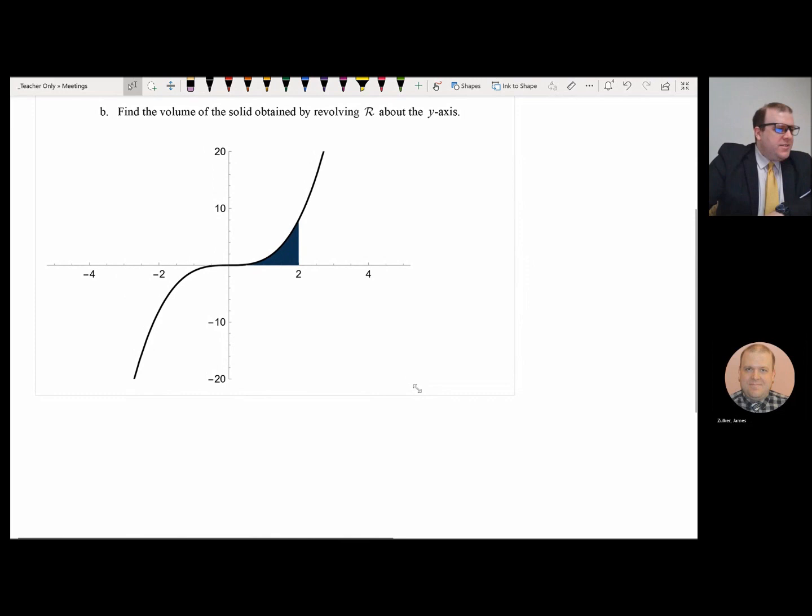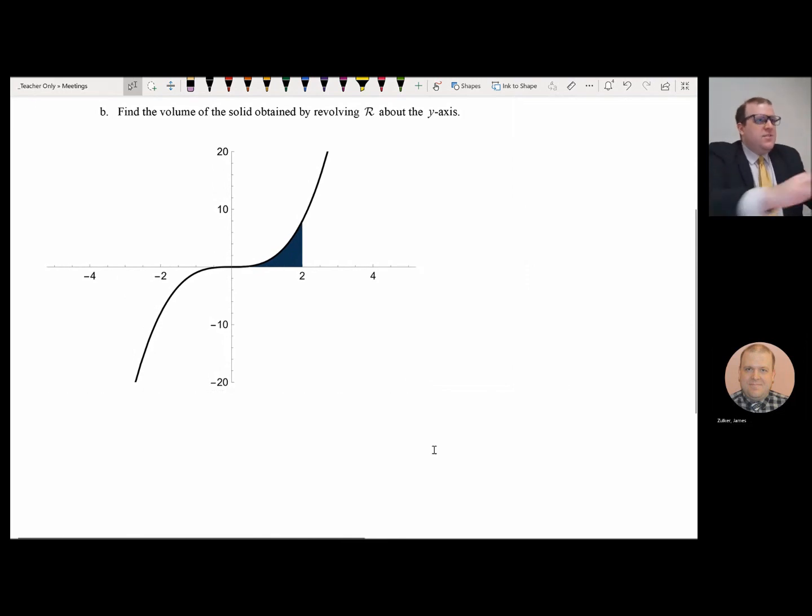Right, so there is the region R. Except this time, instead of doing disk method, I'm going to use shell method and see that we get the exact same answer. The line x equals 2.